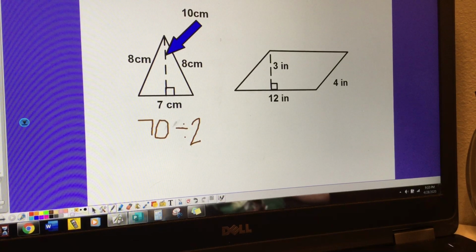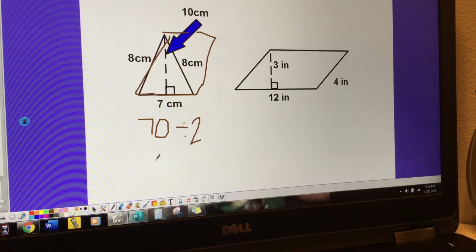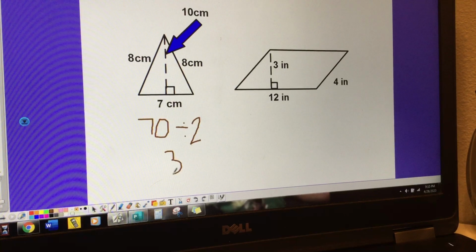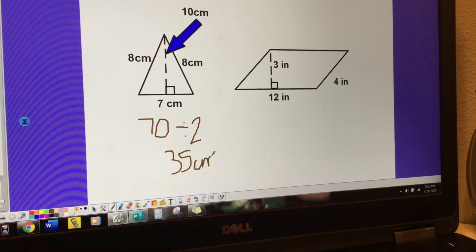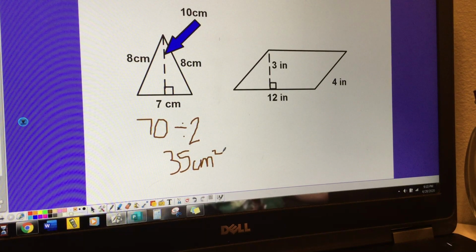If I leave it as 70, that is incorrect because that would be this shape, which is not a triangle, right? That's a rhombus of sorts. So if I split 70 in half, I get 35. I'm going to label it centimeters, and I'm going to square the centimeters because I need to be able to tell you, like, hey, that's how many squares are in that shape, right?